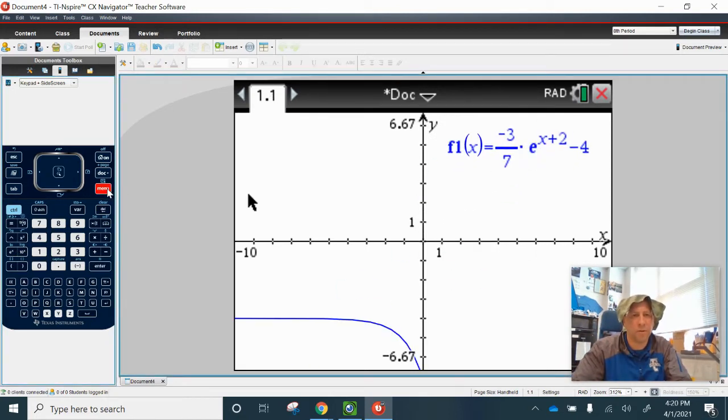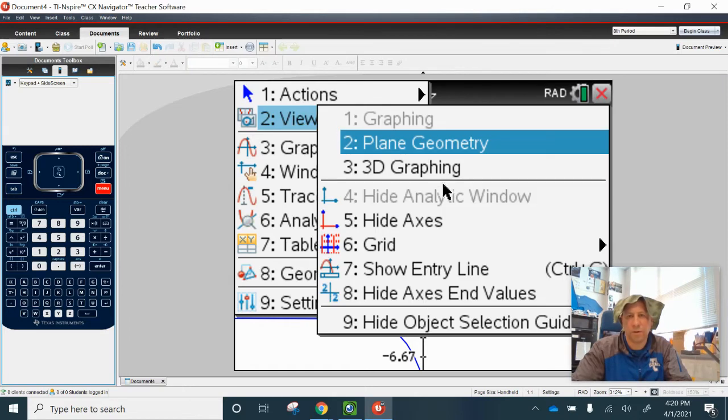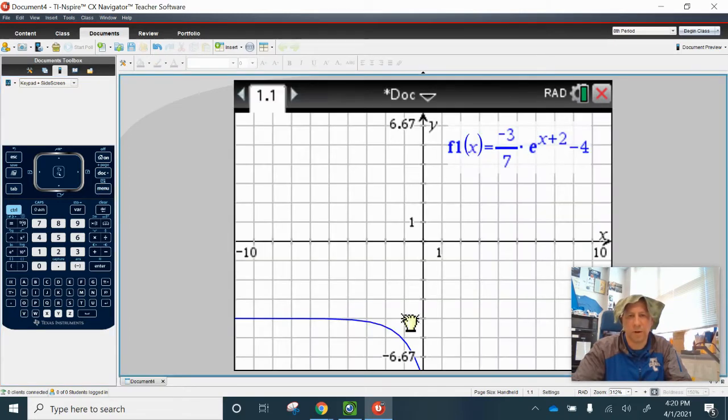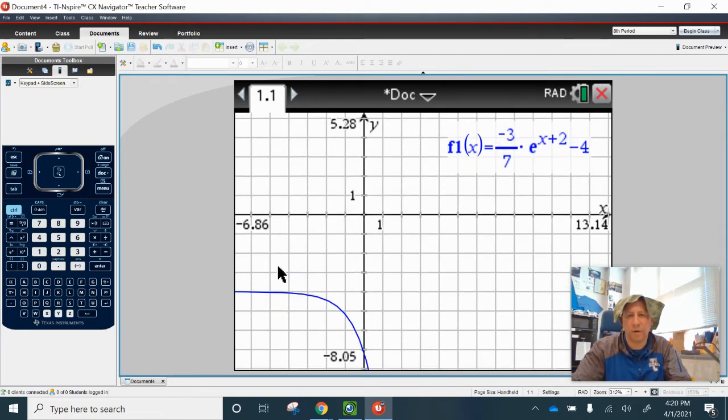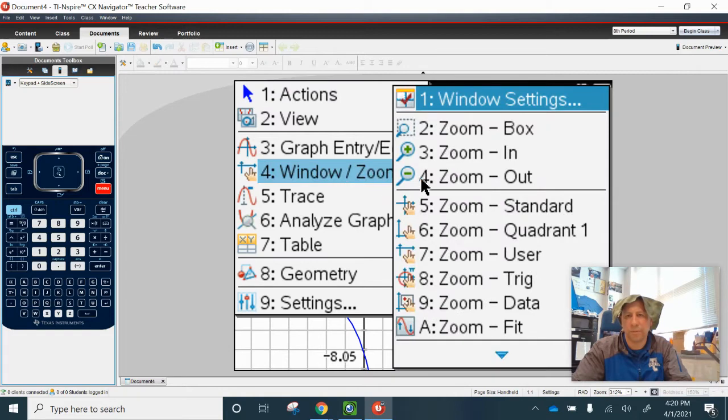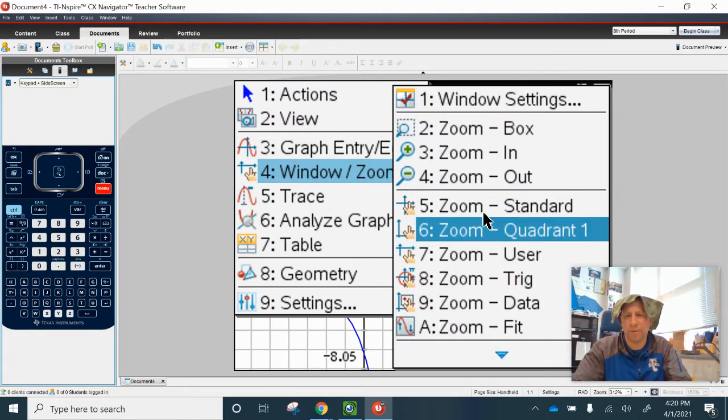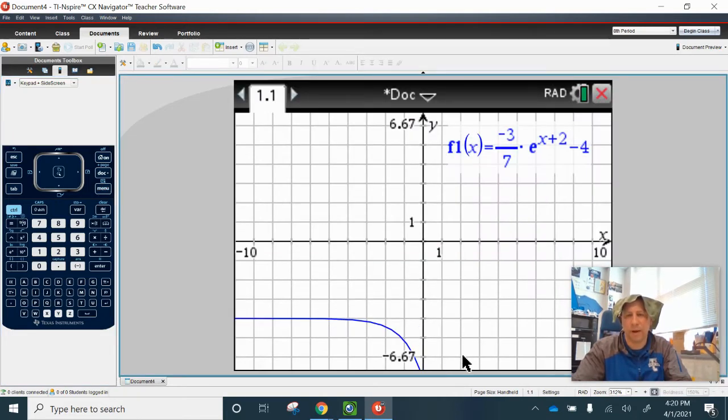And we're going to go to menu, view, grid, line grid. If that ever happens where I accidentally grab here, I'm going to press escape and go to menu, window zoom, zoom standard, which puts the graph back. Okay. So then here we have -1, -2, -3, -4. So we have a horizontal asymptote y equals -4.